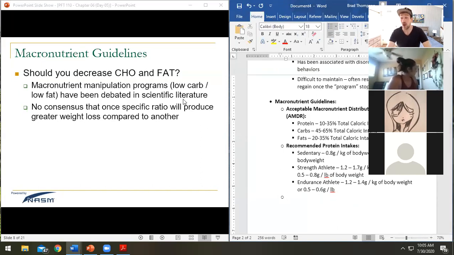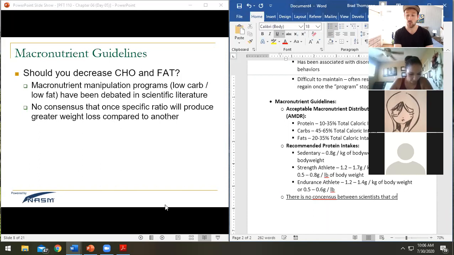All right. So other recommendations you're going to hear a lot of times: should you decrease your carbohydrates and decrease your fats, right? Low carb diets, low fat diets. That's what we've been told our whole lives. Low fat because it makes you fat. Low carb because it's high in sugar, it makes you fat, right? There is no consensus that one particular macronutrient distribution range is better than any other. I'm going to underline that right here. There is no consensus between scientists that one macro range is better than another for weight loss.